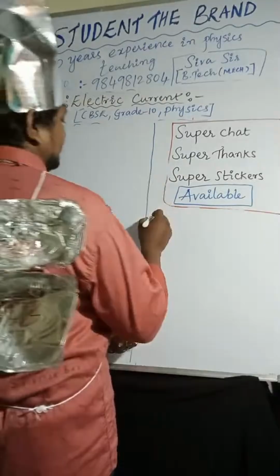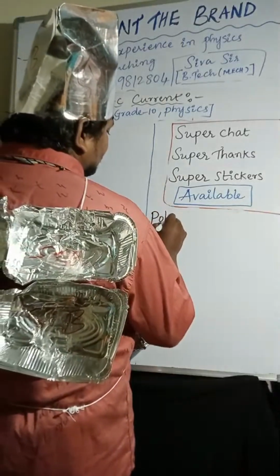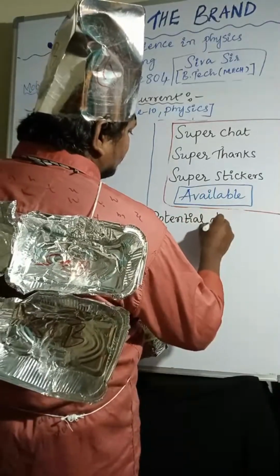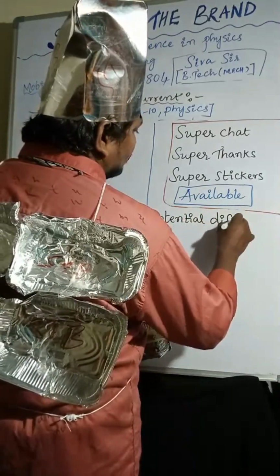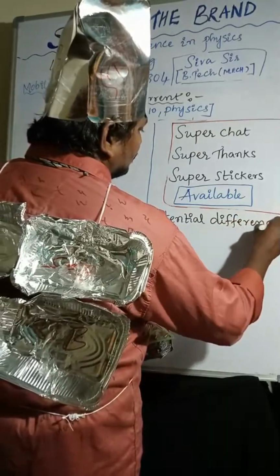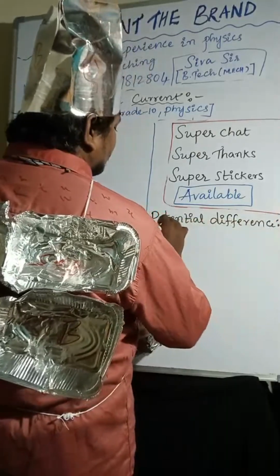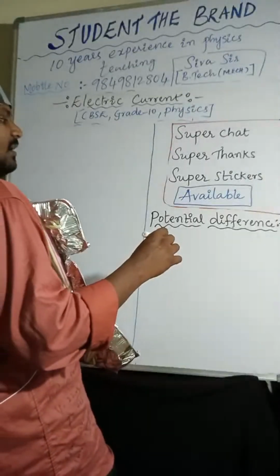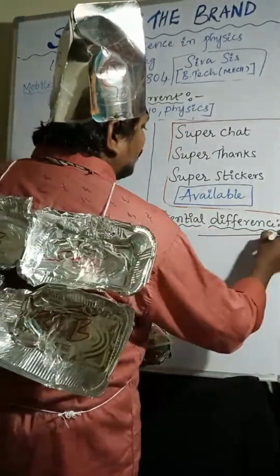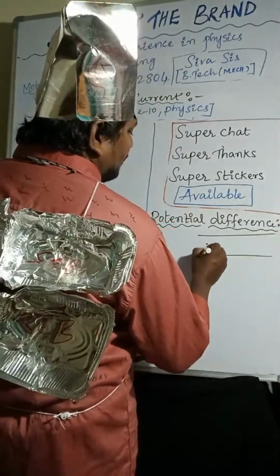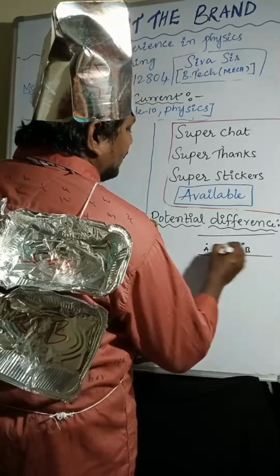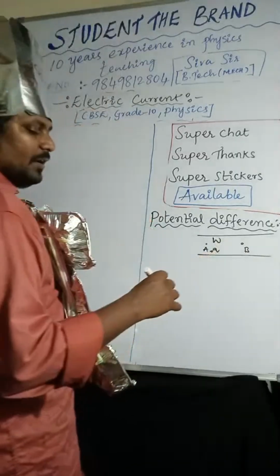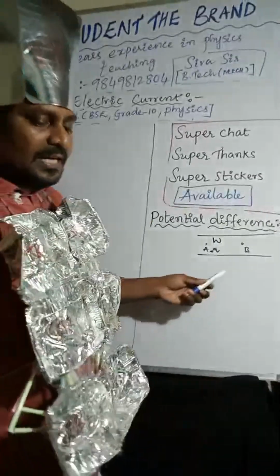Potential difference. So I'm considering here, I'm doing some work to bring unit positive charge. So this is a point A and this is a point B. So there is a positive charge and I'm doing some work to bring unit positive charge.